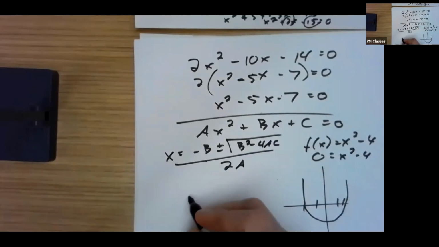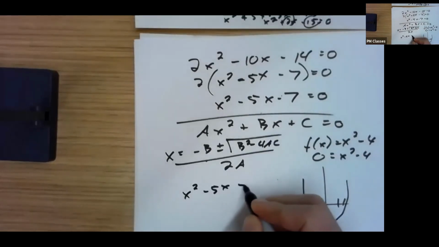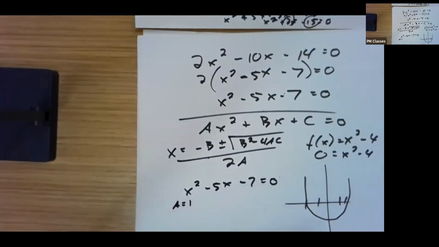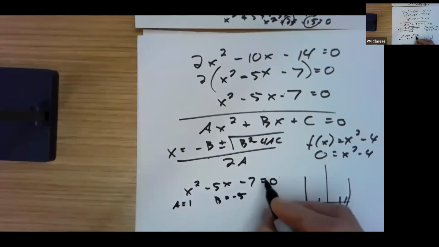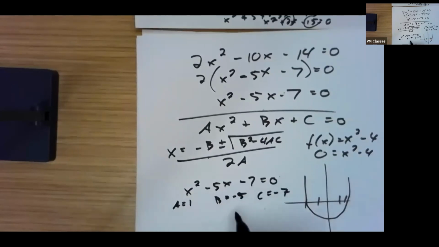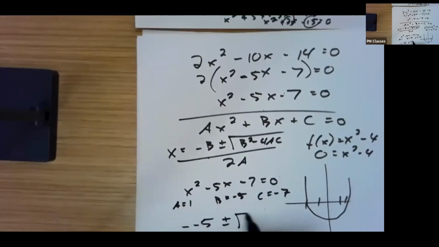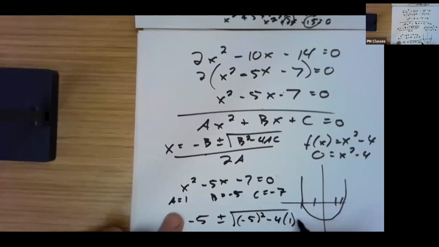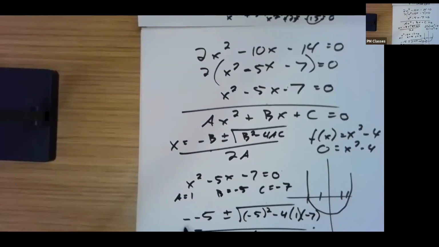But taking this problem, x squared minus 5x minus 7 equals 0. Just to help you out, a is 1, b is minus 5, c is minus 7. So -b is minus minus 5, plus or minus the square root of b squared, -5 squared, minus 4, a was 1, c was -7. Lots of numbers, I know, all over 2a, which is 2 times 1. -(-5) is plus 5. I'll just talk my way through this. -5 squared is plus 25.